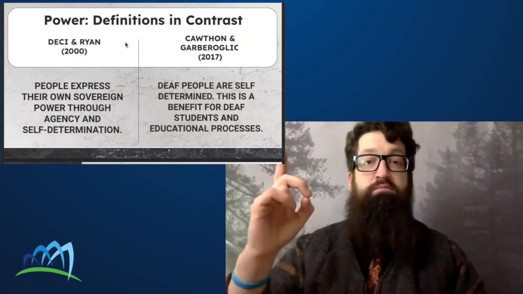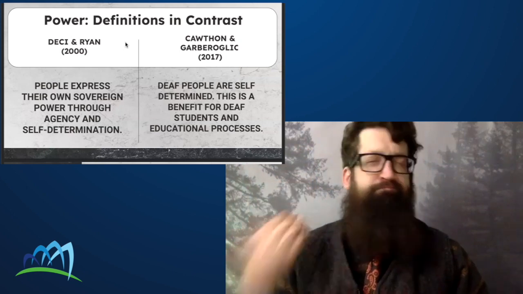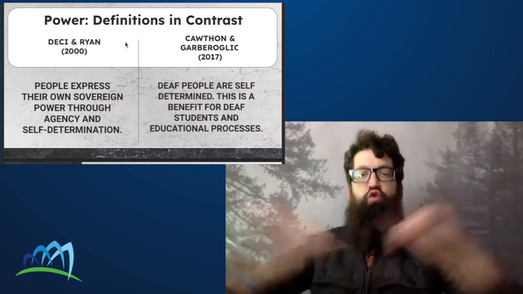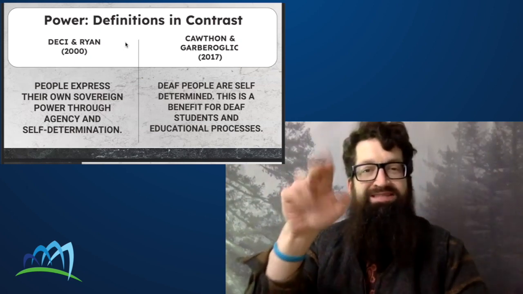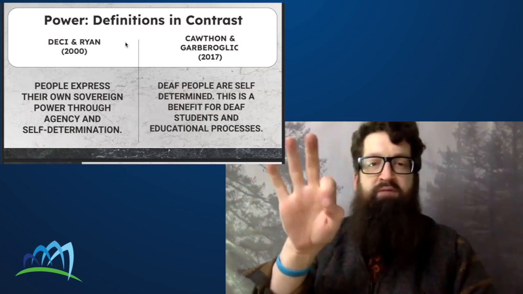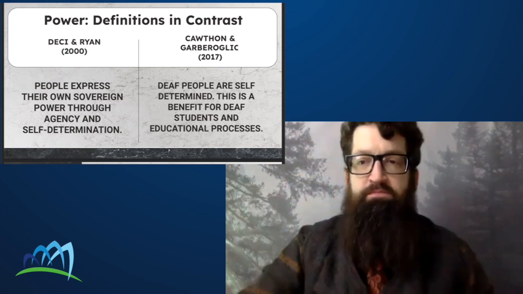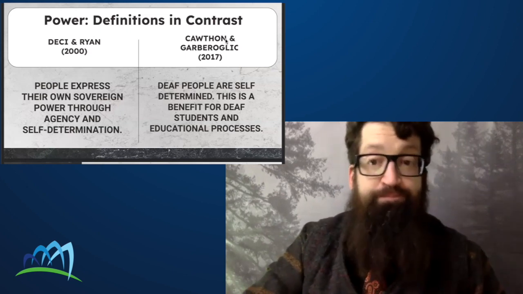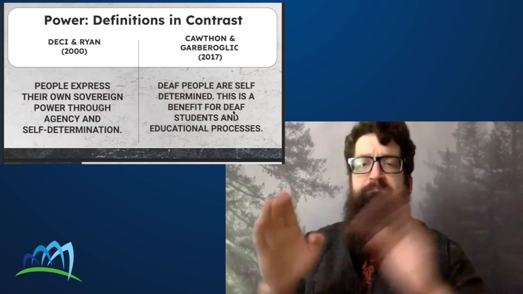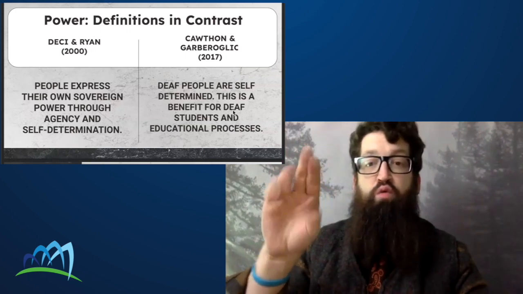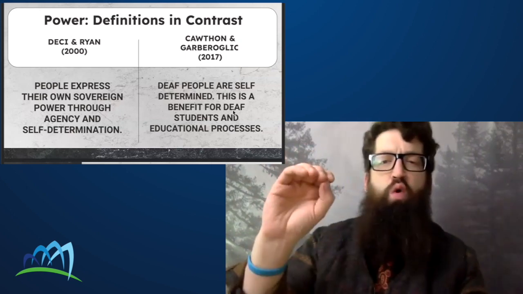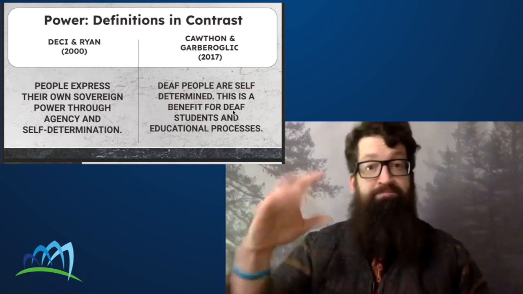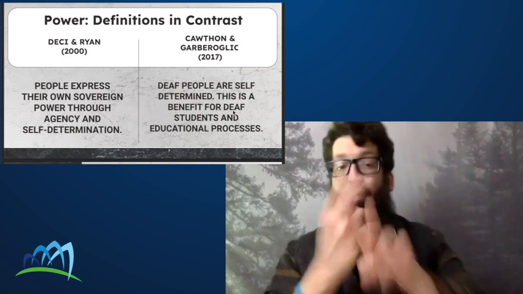Two more philosophers I'd like to talk to you about. Deci and Ryan, recently published, 2000, their comment is that people express their own sovereignty, power, through agency and self-determination. The other one I would like to refer to is Cawthon and Gaberoglik, may have spelled that incorrectly. I actually did spell that incorrectly. It's Gaberoglik. I'll have to fix that on my slides.